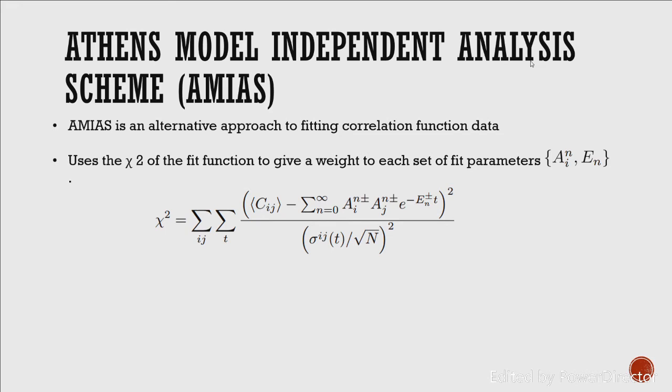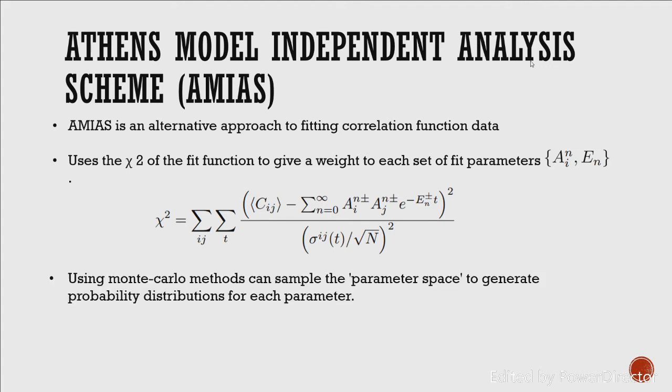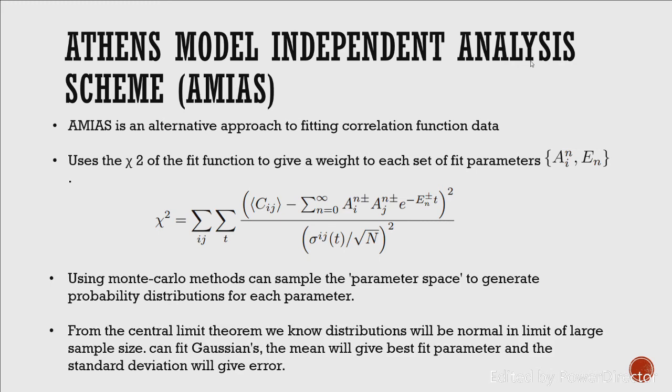AMIAS is an alternative approach to fitting correlation function data. It uses a chi-squared fit function to weight each set of parameters. Then, using Monte Carlo methods, we can sample the parameter space to generate probability distributions for each individual parameter. These distributions will be Gaussian for large enough sample sizes, and we can determine the best fit parameters and the errors from the properties of the Gaussian distribution.